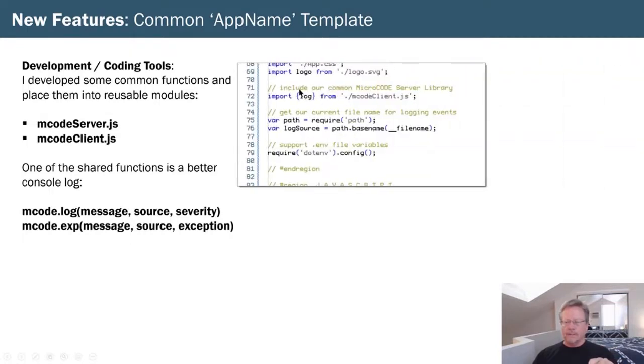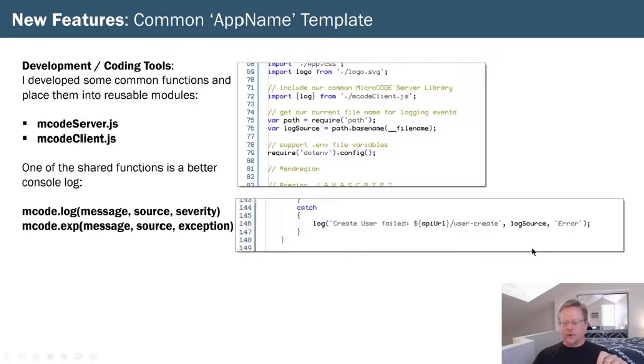Using those is really simple. I just pull them out of my JavaScript client as log or exp, define a path that's used everywhere in the module for them, and then a single line of code, used just like console.log, and it relies on console to do all of this. But in my log statement, there's a message and then a source and then a severity.